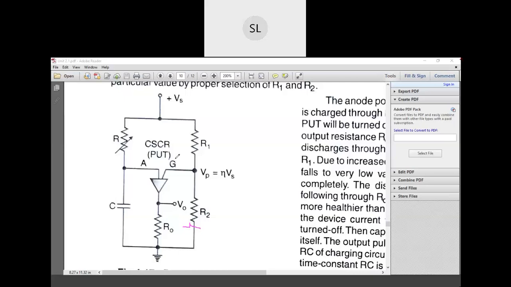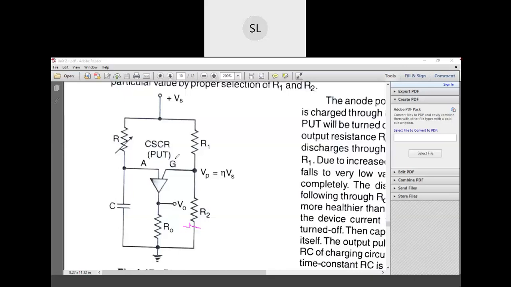Now the advantage of using this PUT over UJT is, first, that in case of UJT the value of eta depended upon the internal base resistors R1 and R2, and it was between 0.51 to 0.82. But in case of PUT, the value of the peak point voltage depends upon the eta intrinsic ratio, which in turn depends upon the external resistors R1 and R2. So here a better choice of eta is available in case of PUT.